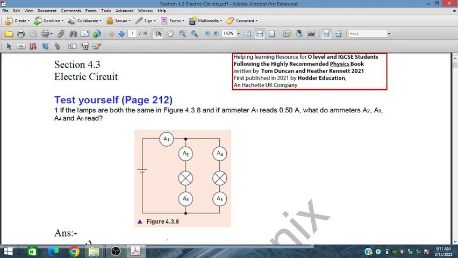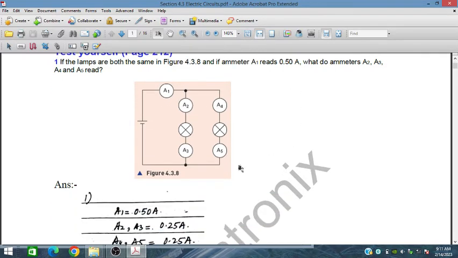Similarly, A2 and A3 will read the same ammeter reading, and A1 will read the addition of these two currents. So A1 will read 0.5 ampere as given, and A2, A3 will read half of this, because assuming that both the lamps are the same, this current will divide into two parts. So this 0.5 will divide into 0.25 and 0.25 ampere, and the same current will flow through this, because this is in series.